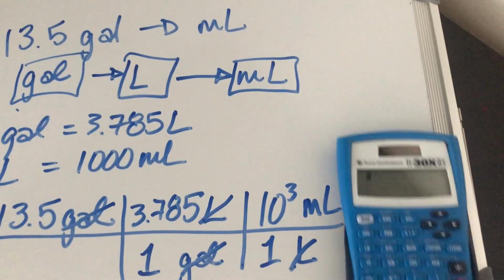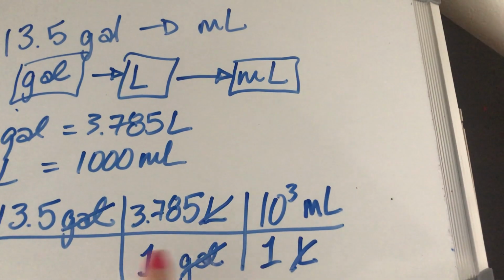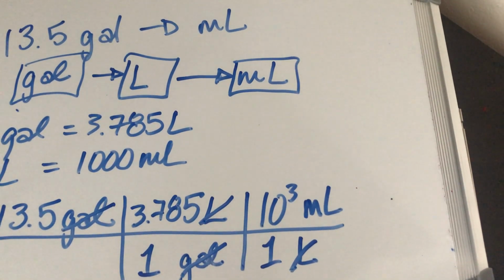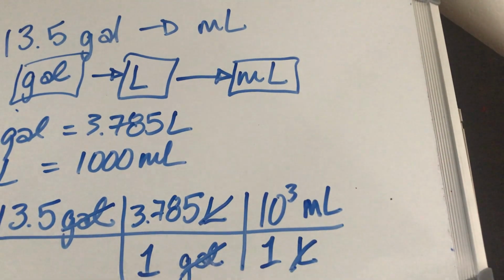So, if I had any numbers other than 1 on the bottom, I would need to make sure that I had parentheses around these when I divided. But everybody's comfortable with the fact that dividing by 1 is essentially the same as doing nothing, right? So really all we have to do here is multiply 13.5 times 3.785 times 10 to the 3, okay?